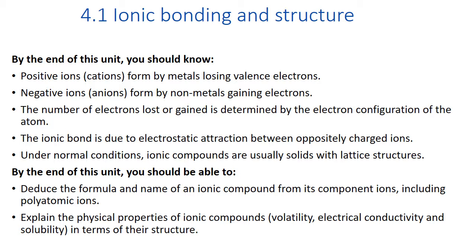The ionic bond is actually due to electrostatic attraction between oppositely charged ions. Under normal conditions, ionic compounds are usually solids with solid lattice structures. Hopefully by the end of the unit, you'll be able to deduce the formula and name of ionic compounds and component ions. We're also going to include polyatomic ions in that discussion, and explain the physical properties of ionic compounds, their lack of volatility, their electrical conductivity and solubility in terms of their structure.